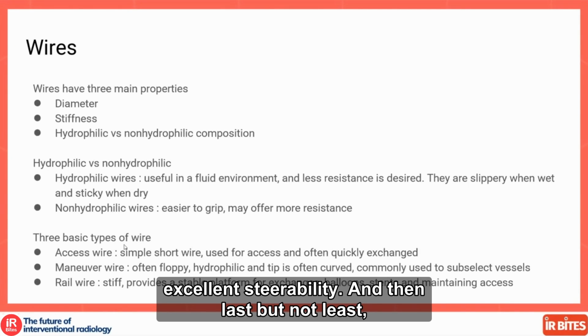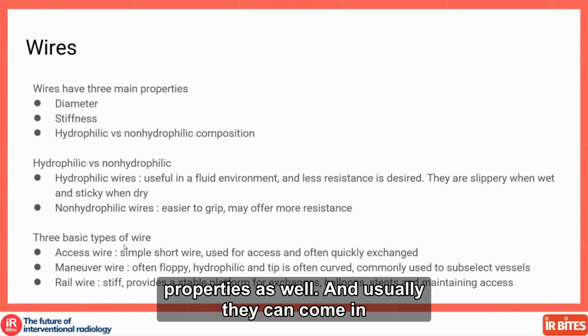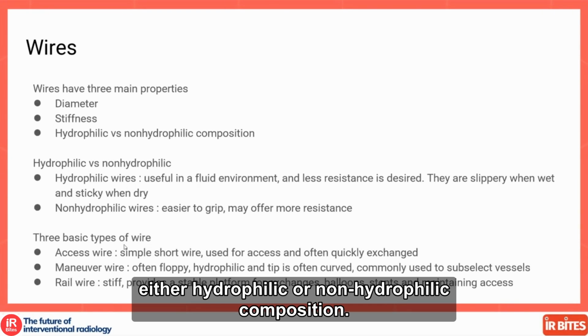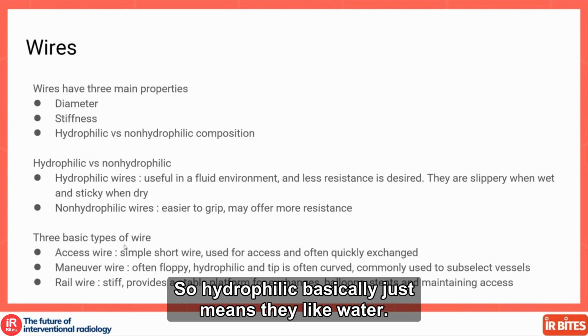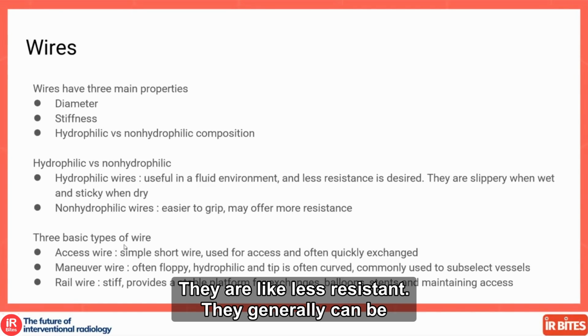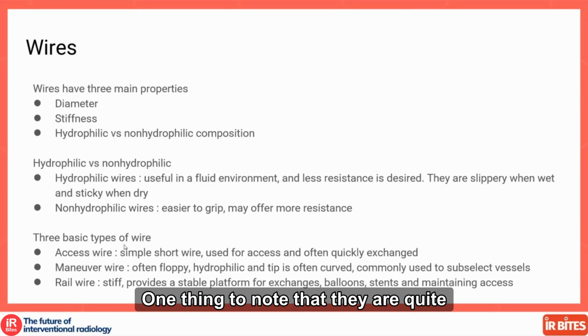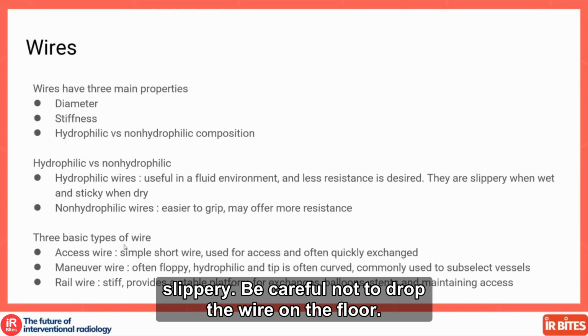And last but not least, the coating of the wire itself is one of the main properties as well. Usually they come in either hydrophilic or non-hydrophilic composition. Hydrophilic basically means they like water, and they are very useful in the fluid environment, like in the blood vessels. They are less resistant. They can be quite floppy. They can get to small vessels. One thing to note is that they are quite slippery. Be careful not to drop the wire on the floor.